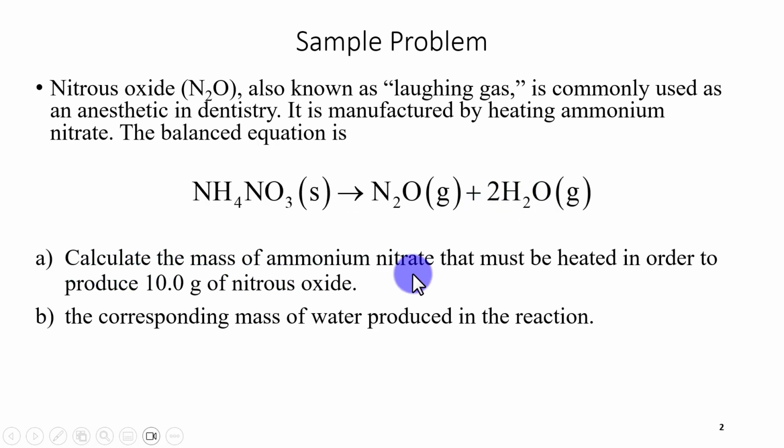Calculate the mass of ammonium nitrate that must be heated in order to produce 10 grams of nitrous oxide. So I'm starting with 10 grams and I'm kind of working backwards. I'm starting with 10 grams of my product and I want to know how much reactant I start with, for part A. And then for part B, calculate the corresponding mass of water that is produced in the reaction. Let's take a look.